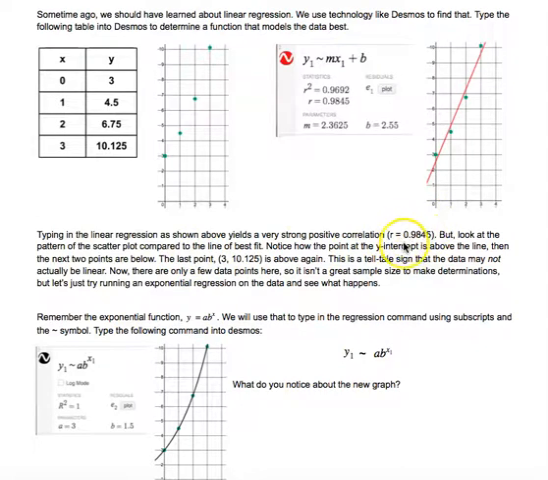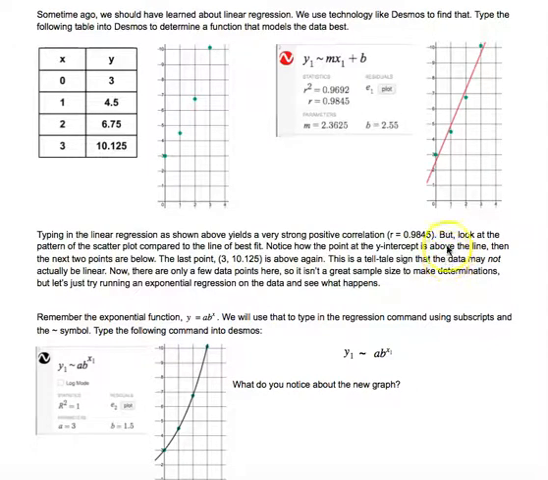Again, when we are looking at correlation, we're looking at the R value. Since R here is 0.9845, that shows a very strong positive correlation, which would lead us to say, oh yes, this is linear. But that's not the only thing that we look at.